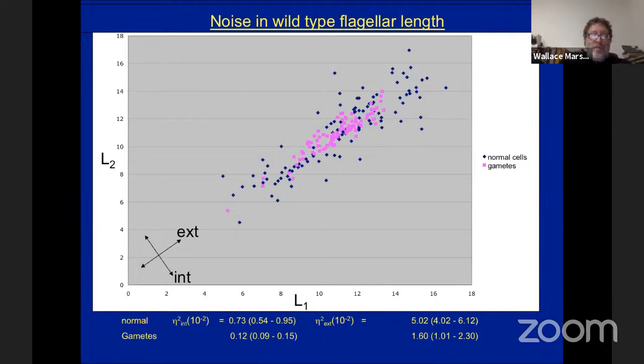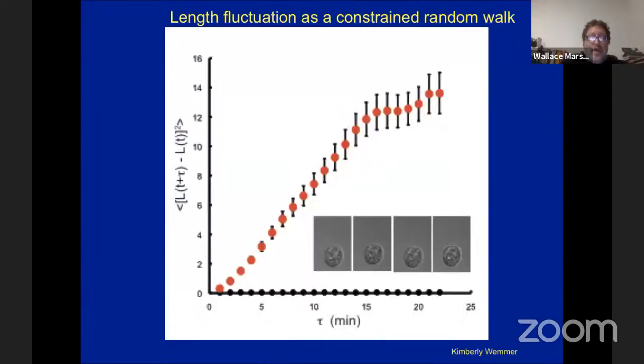And there's also scatter perpendicular to the diagonal, and that's variation within one cell. So we see both kinds of variation. Now, this variation could simply be locked in. These are images from fixed cells. But if we look at living cells, we see that lengths are actually fluctuating.